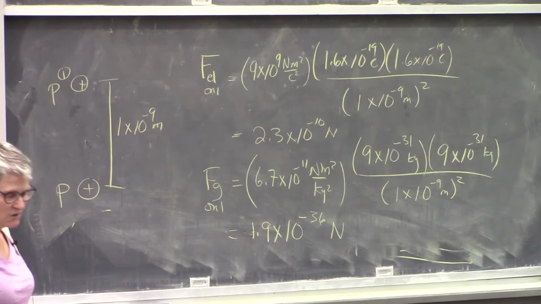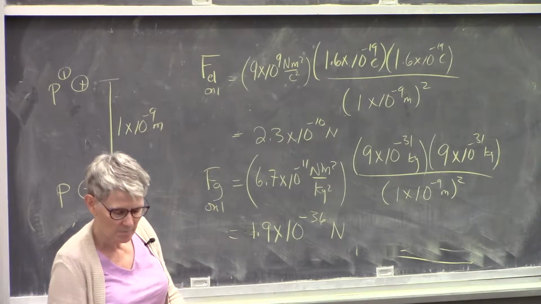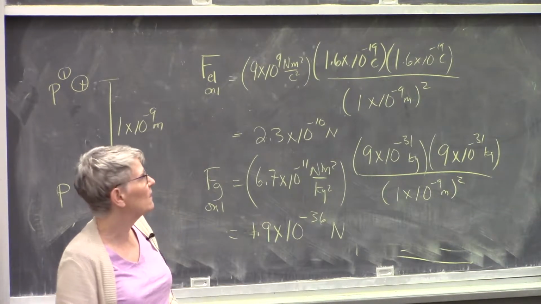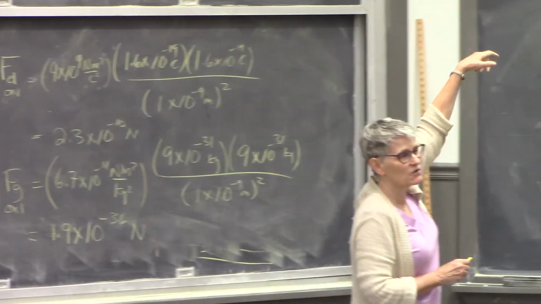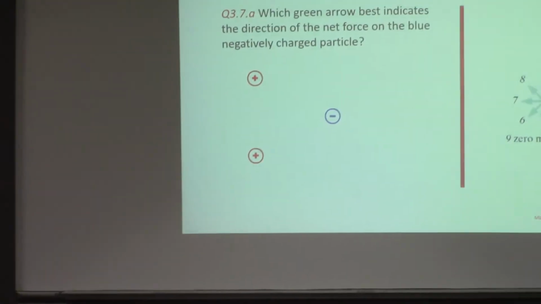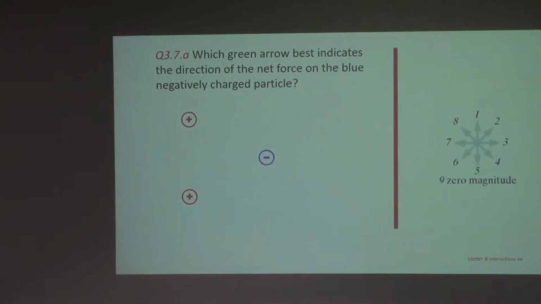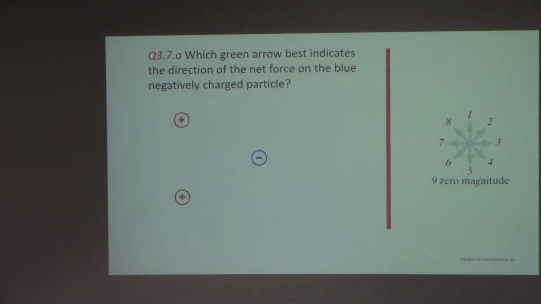Okay, so let's just think about electric forces for a minute. So we have two positively charged objects which have the same amount of charge, say it's two protons and an electron or something like that. What's the direction of the force on a negatively charged object? Okay, take a second. If you don't know, talk to your neighbor, or if you do know, talk to your neighbor.